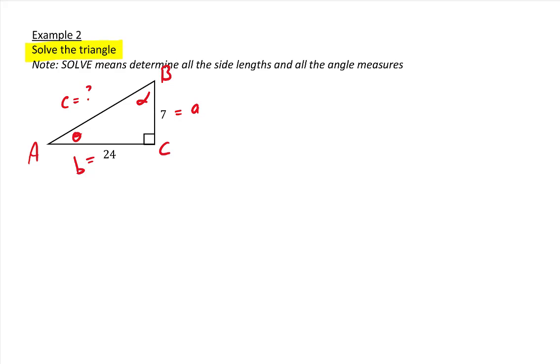Two angles, one side length. And for this one, we can start with any of them. So let's say we choose to start with side C. The nice part about side C is, since we have a right triangle, we can use Pythagorean's theorem. And we know that that is c squared equals a squared plus b squared based upon our diagram.